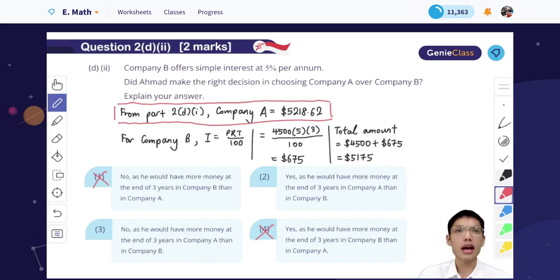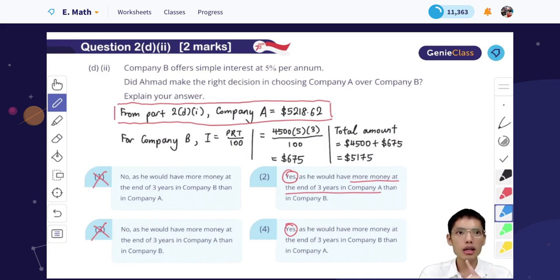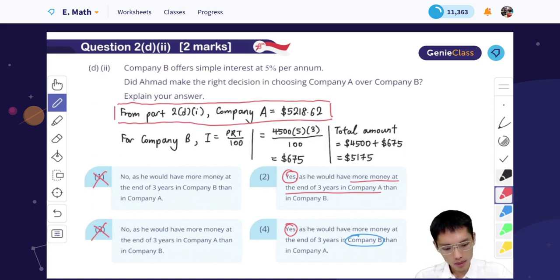Okay, but what is the explanation? 1 and 3 should be out first. But what is the explanation behind it? Yes, because he achieved more money in company A, right? So it should be more money at the end of 3 years in company A. The other one says what? Company B. So that's where there's the trap, and therefore this is my answer.